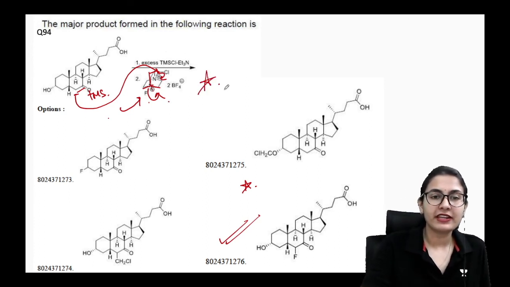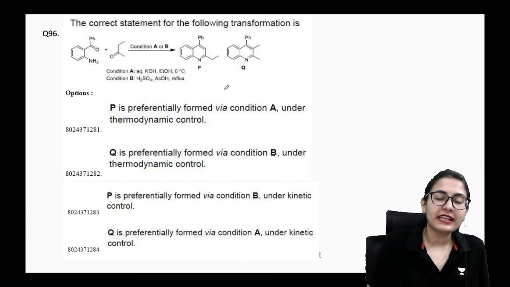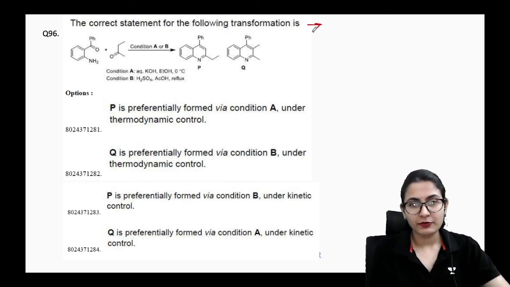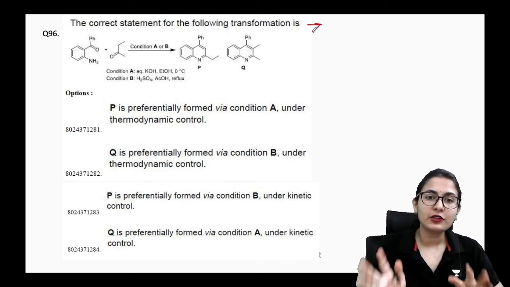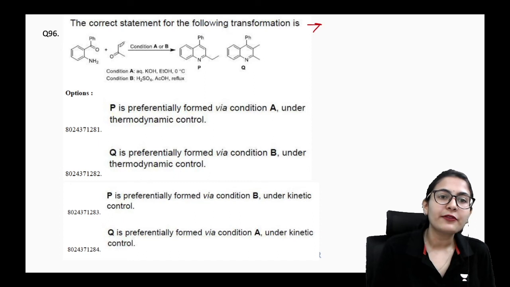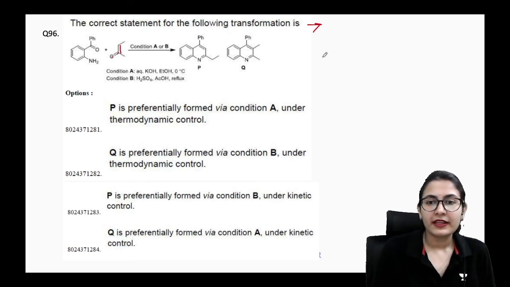Okay, very, very important over here. Next question: the correct statement for the following transformation is... So guys, I have also made you do this question before. We are getting two different products based on the enamine that forms. That is, if you are forming this kind of an enamine, there is NH2 and the carbonyl is going to attach to it.